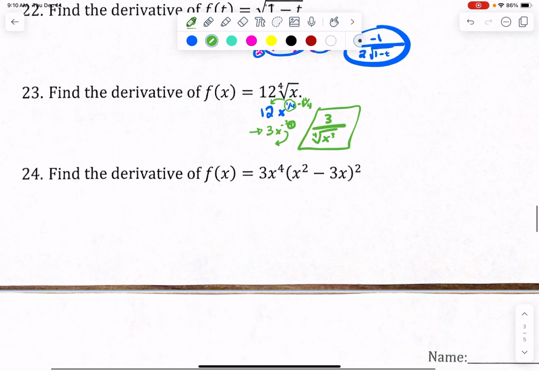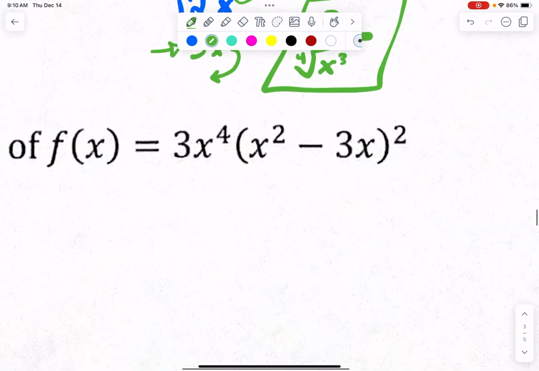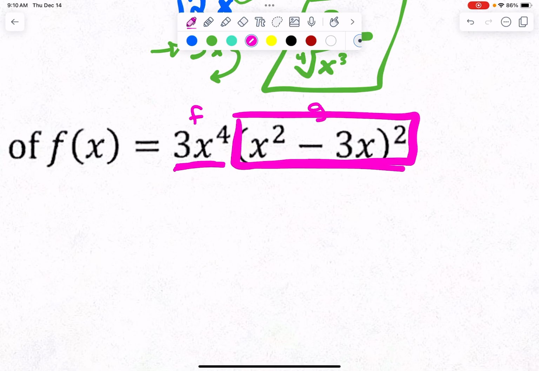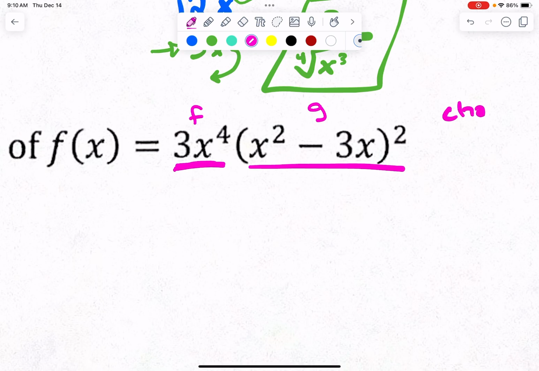Okay, find the derivative. This guy is a product rule, but these are my two products. So this is my f and this is my g, except when I go to find g prime, this guy is a chain. So this is really a chain in a product. Okay, you'll have one of those.